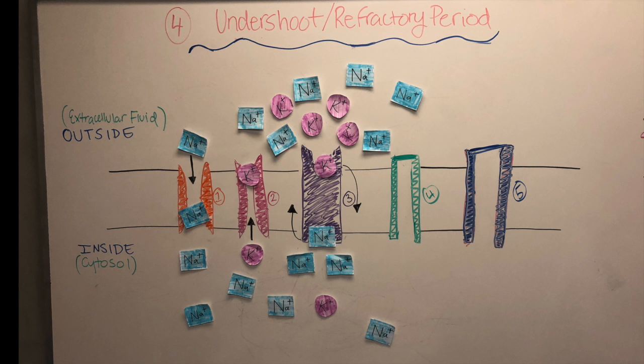Recall that the sodium-potassium pump is still working throughout the entire action potential, and that the leak channels for sodium and potassium are continuously allowing sodium and potassium ions to diffuse in and out of the cell, respectively. Now that the voltage-gated sodium and voltage-gated potassium channels are closed, the sodium-potassium pump helps to bring the membrane back to its resting membrane potential of negative 65 millivolts by pumping sodium ions back out of the cell and potassium ions back into the cell.